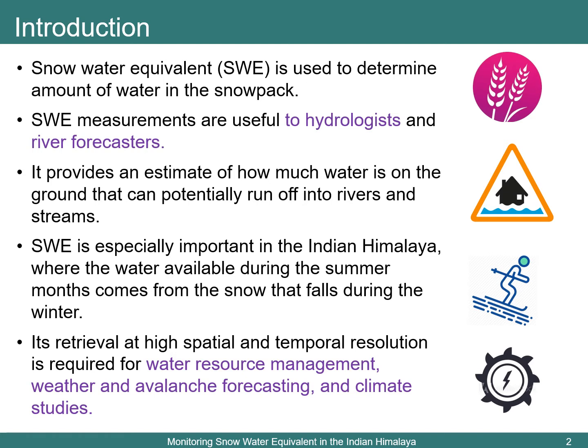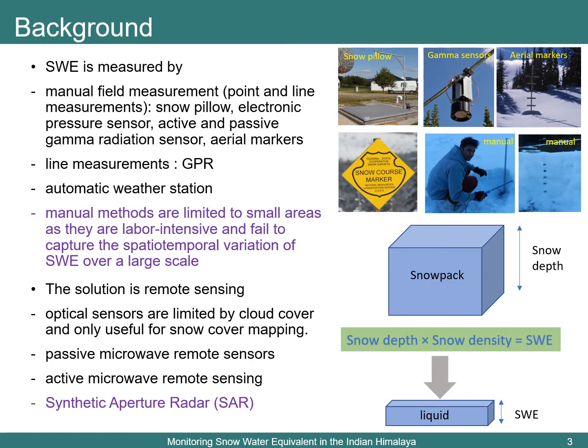Its retrieval at high spatial and temporal resolution is required for water resource management, weather and avalanche forecasting, and climate study. Snow water equivalent is measured by field instruments: snow pillows, active passive gamma radiation sensors, pressure sensors, aerial markers, GPR, and automatic weather stations. These methods are limited to small areas as they are labor intensive and fail to capture spatial temporal variation of snow water equivalent over a large scale.